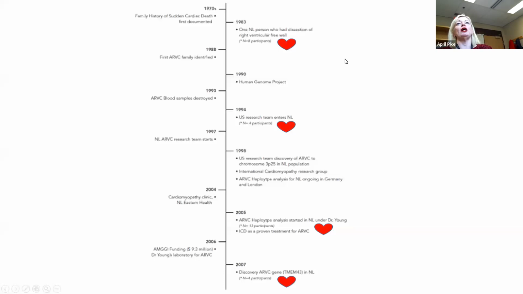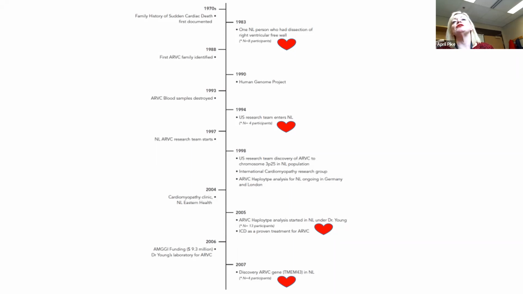So just a quick snapshot of a timeline for ARVC. I wanted to bring this to your attention because in the 1970s, that's when the first documented history of sudden cardiac death in Newfoundland was reported. Then as we go through, there are three key junctures along the time. In 1990 was the Human Genome Project. In 1994, a US research team came to Newfoundland and collected blood samples from people at risk for ARVC and then exited Newfoundland, and we really didn't get full benefit of the results.